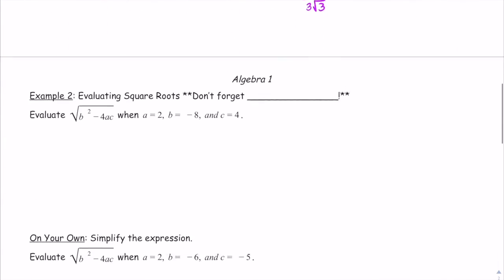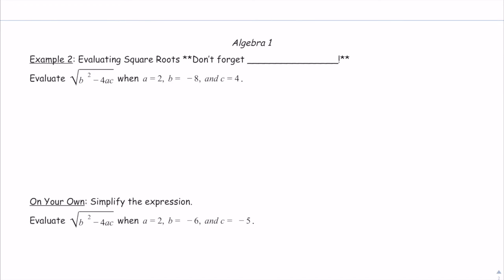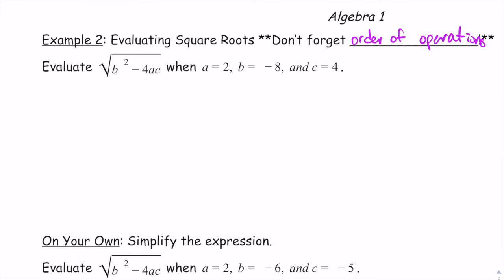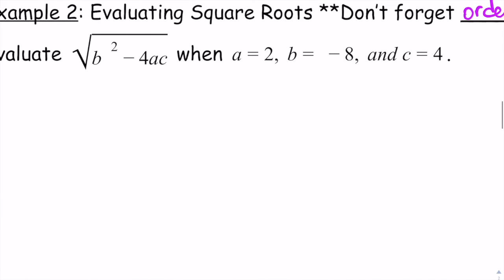All right, next part, evaluating square roots. You cannot forget about order of operations. Okay, so what do I mean by that? Anytime we plug in numbers, you have to always put them in parentheses. So what does that mean? Well, let's plug it in. I have -8 is b, so I have -8 in parentheses, squared. Notice how I put the negative inside the parentheses as well. Do not forget that.